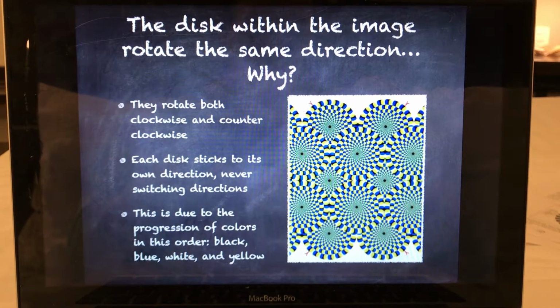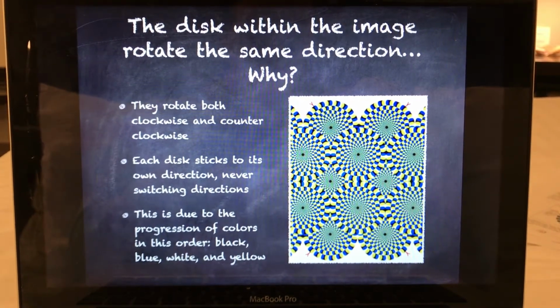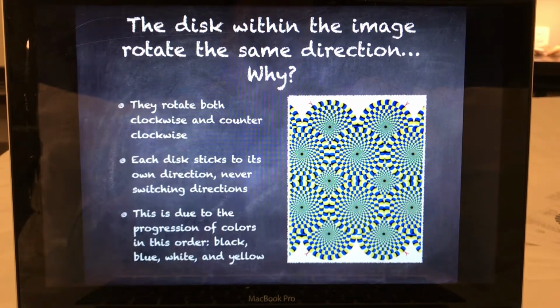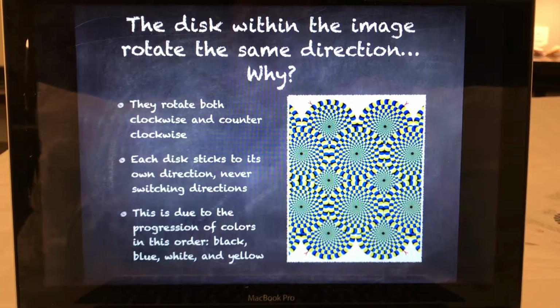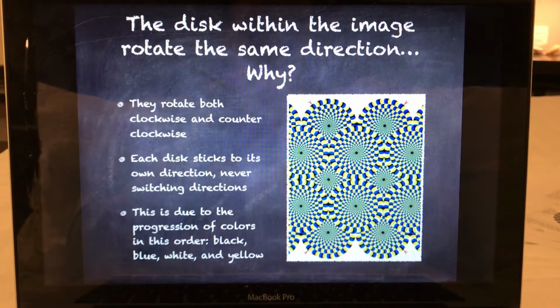Now you will notice that within the image, the discs each only rotate in one direction. Each disc is faithful to this direction. It will not switch directions. This is caused by the pattern of colors. The order is black, blue, white, and then yellow. Try reversing the rotating direction of a disc within the illusion.